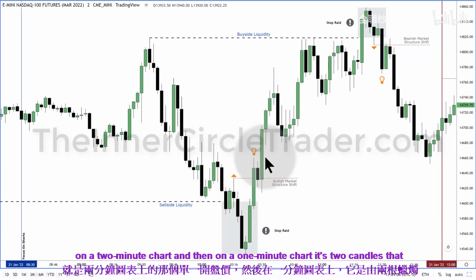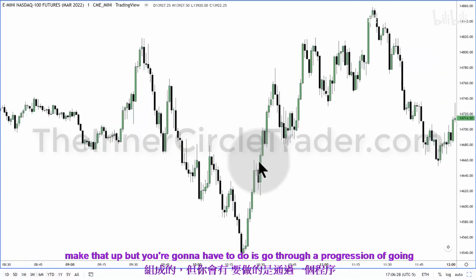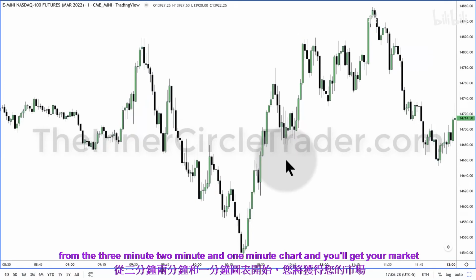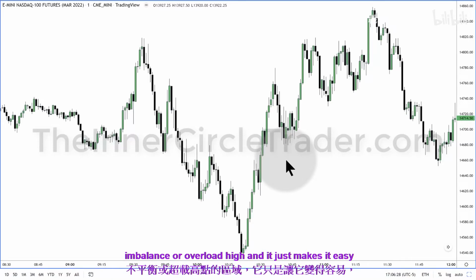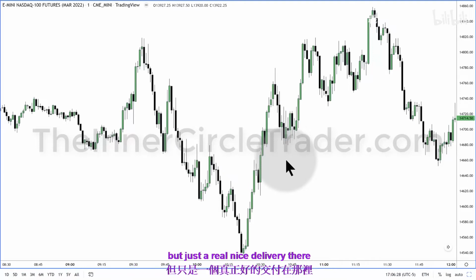On a 2-minute chart, and then on a 1-minute chart, it's 2 candles that make that up. But what you're going to have to do is go through a progression of going from the 3-minute, 2-minute, and 1-minute chart. And you'll get your market structure and your areas of where it wants to look for an imbalance or old low, old high. And it just makes it easy. But just a real nice delivery there.